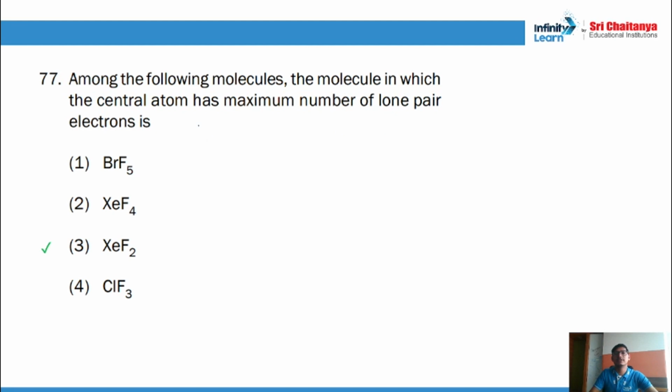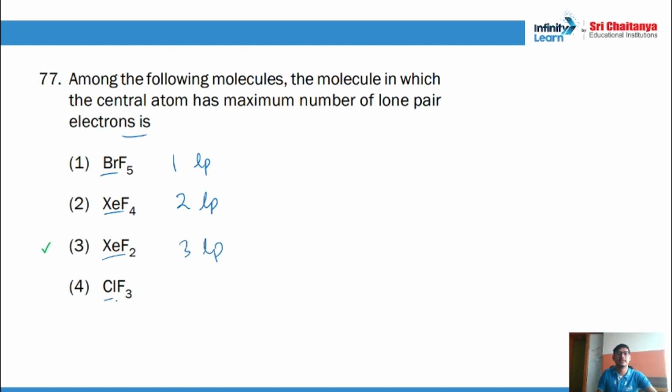The molecule in which the central atom has the maximum number of lone pairs of electrons. So you'll have to find out the steric number. Bromine has 7 electrons in its valence shell. 5 electrons are distributed, 2 electrons are remaining. So this is one lone pair. Xenon has 8 electrons, 4 electrons it shares with 4 fluorine atoms. 4 electrons are left unshared, so 2 lone pairs. In XeF2, xenon has to share only 2 electrons. It gets to keep 6 electrons, that is 3 lone pairs.